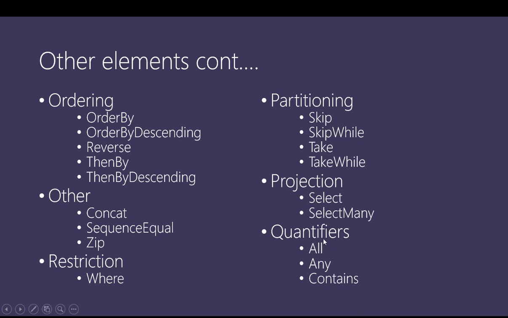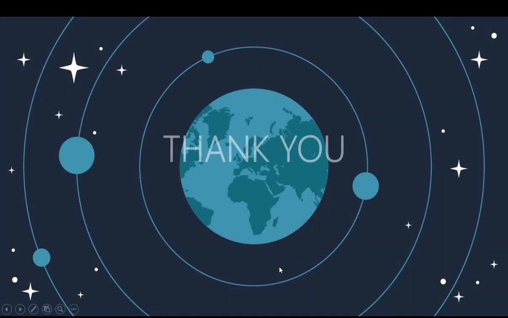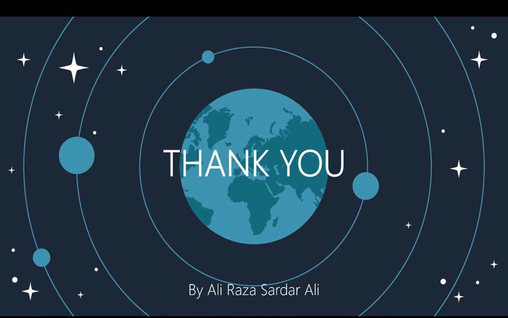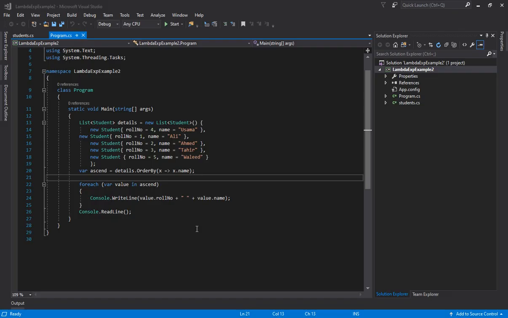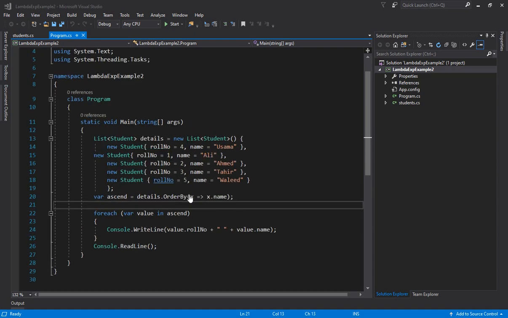So if I wanted to work with all the data, or if I wanted to check whether something is contained in my collection or not, these are the quantifiers. That's it. So I hope you have understood what lambda expressions are and how they help you to minimize the code. And let me show you one last thing after this presentation, a practical example. Let's start. Alright guys, so you can see here I have loaded that example.